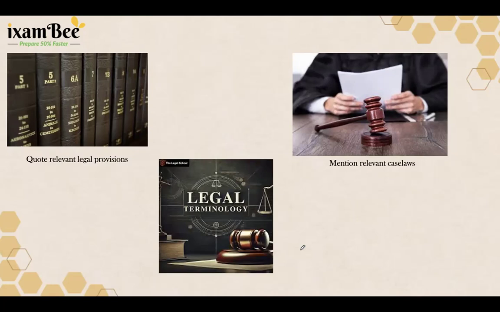Then you use legal terminology, but carefully. Use terms like void ab initio or prima facie, but only if you're confident about their usage. Wrong usage can cost you more than skipping them.